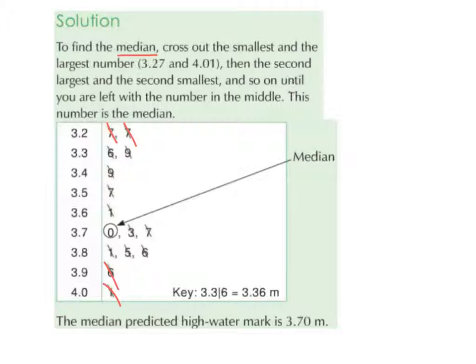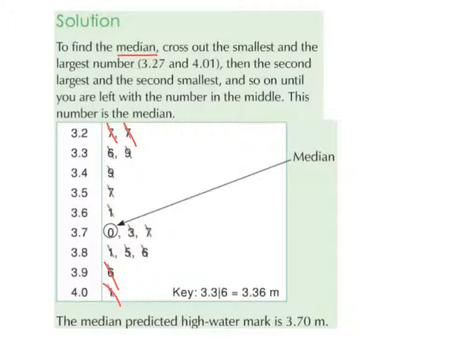And so on until you are left with a number in the middle, which would be this one here. This 0 would be the middle value, and it represents 3.70 meters. So this is the median. The 0, which represents 3.70, is the median. So the median predicted high water mark is 3.70 meters. So that's one way we can find the median from a stem and leaf diagram.